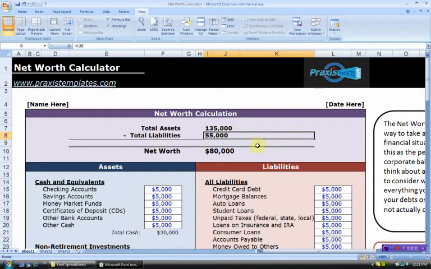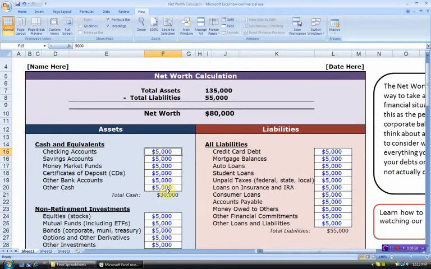So we can now break down that net worth into two columns, our assets column here on the left and our liabilities column here on the right, and we have fields that you can input for all of your assets and all of your liabilities to determine your net worth. Again, this is just an estimation. If you need professional financial advice, you should consult with a professional. But this is a good way to give yourself an approximation of your financial situation.